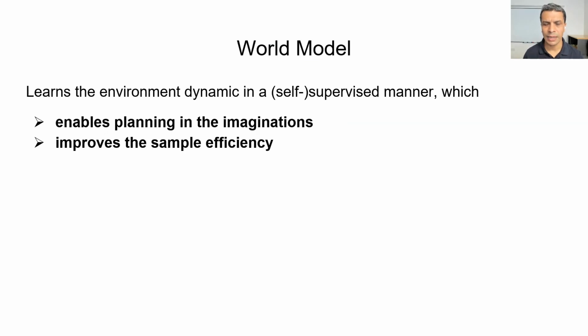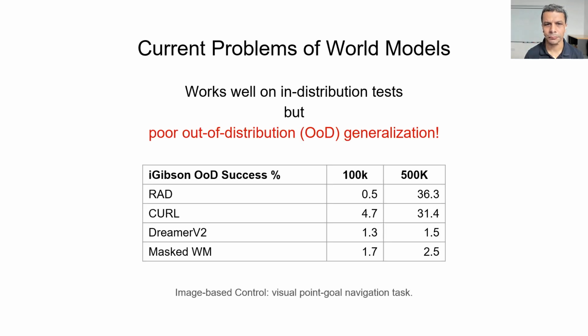Learning the environment dynamics in a self-supervised or supervised manner is known as a world model, which enables planning in the imagination as well as improves the sample efficiency. However, even though current state-of-the-art world models work well on in-distribution tests, they perform poorly on out-of-distribution generalization tests, which is validated using visual point navigation tasks from the iGibson.